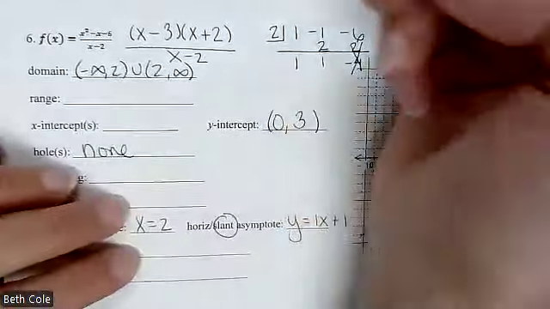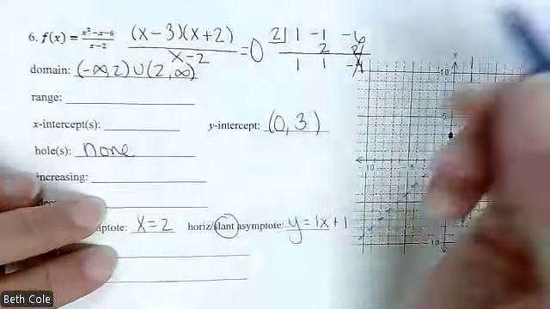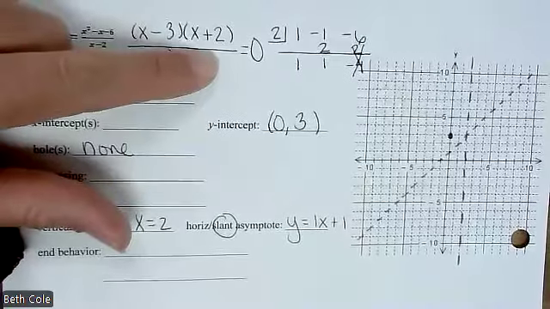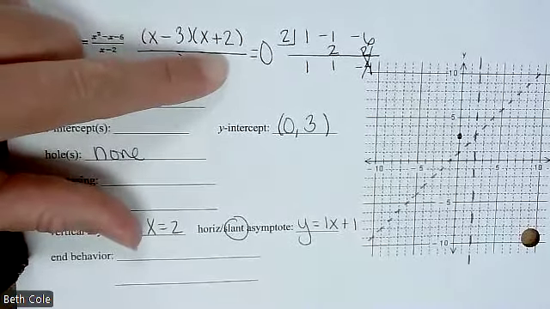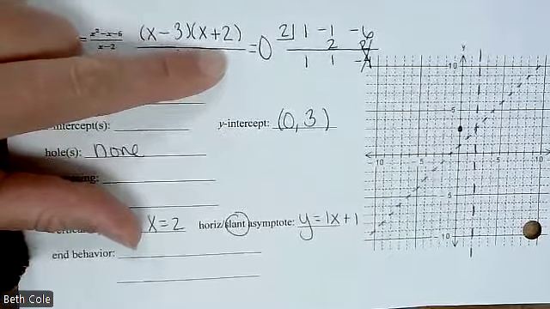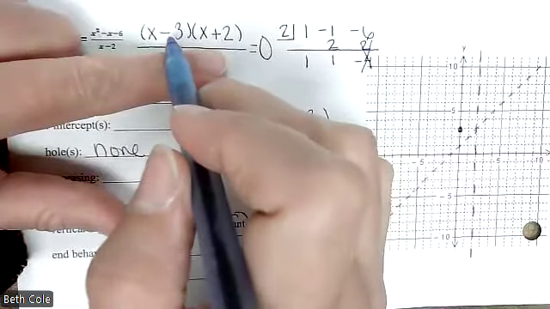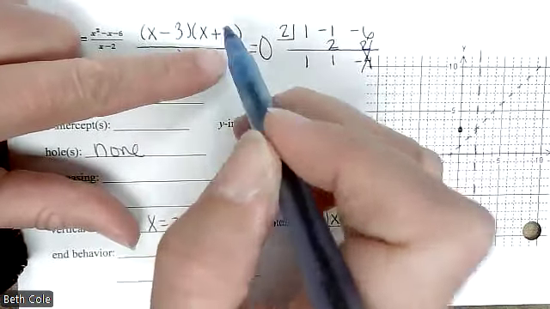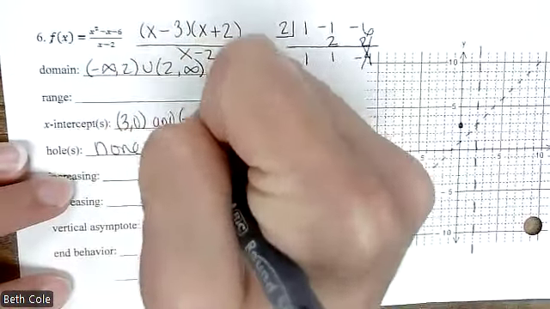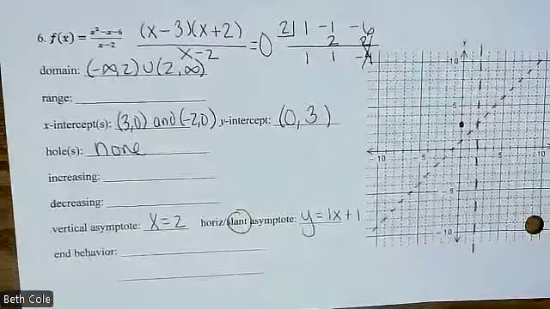And then your x-intercepts, you set the whole thing equal to 0. 0 times anything is going to just be 0. Interestingly, what do you notice in this one? You have 2 x-intercepts. What are they? 3 and -2. Good. So you're going to get 3, 0 and -2, 0.